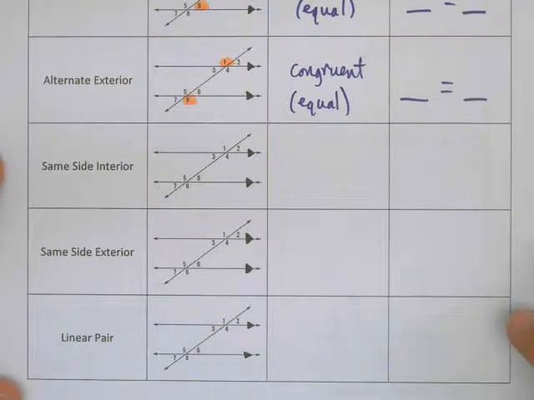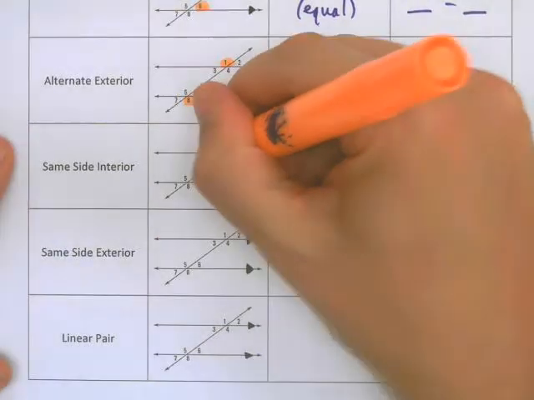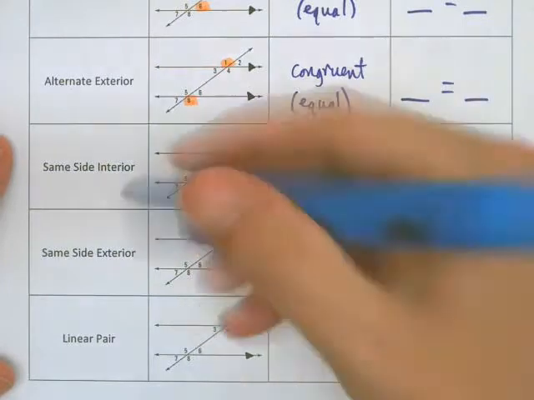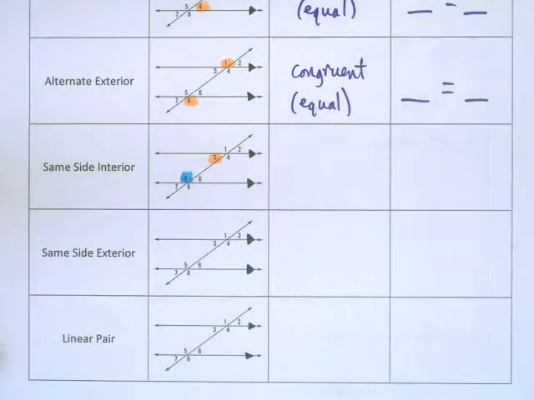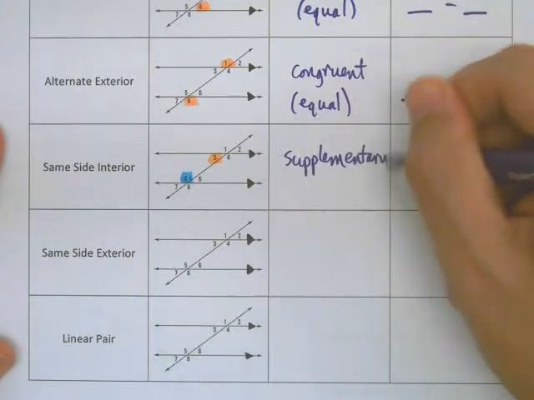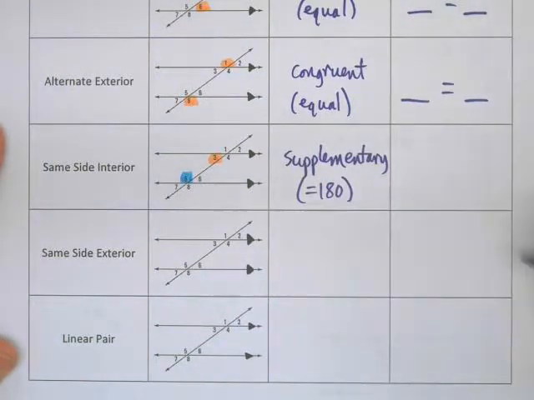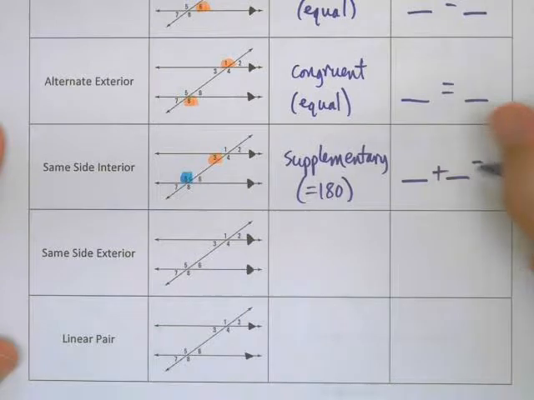Next up, we have same-side interior angles. Same-side interior angles might be like angle 3 and angle 5. Notice I've highlighted these in different colors because angle 3 kind of looks like an acute angle and angle 5 kind of looks like an obtuse angle. So there's no way that they can be congruent or equal this time. Instead, they are going to be supplementary, or in other words, equals 180. So the way we'd set up the equation is blank plus blank equals 180.